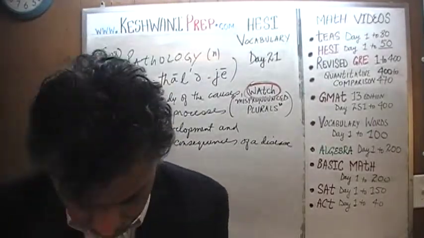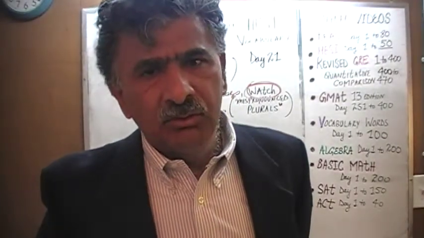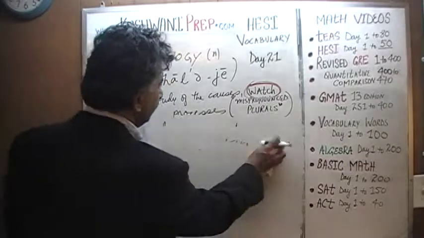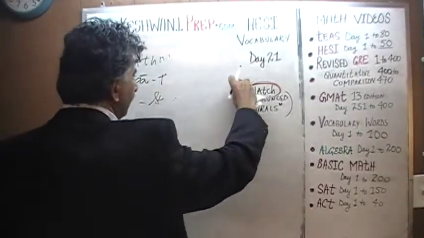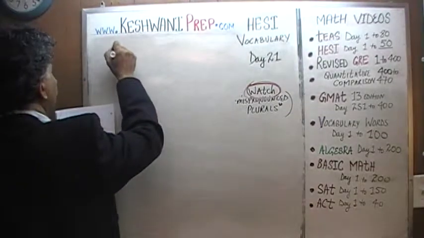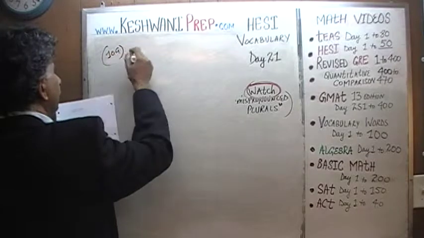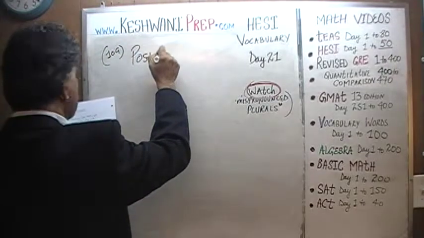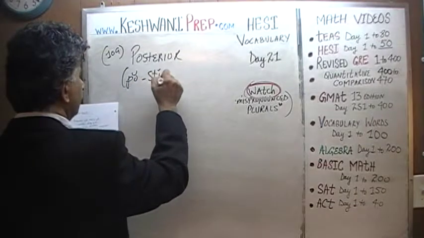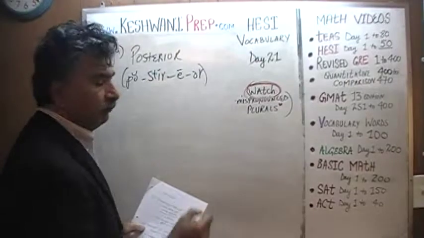So that was pathology. It is a study of the causes of the disease, the consequences, the processes as to what it goes through, and how it develops. The next word we have is, one oh nine, and the word is posterior.